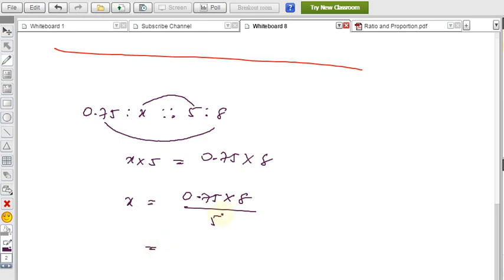You can cancel this. 0.125. So 0.15 into 8. You can multiply directly. 1.2, 120. So 120 means 1.20. 1.2 is the value of x.